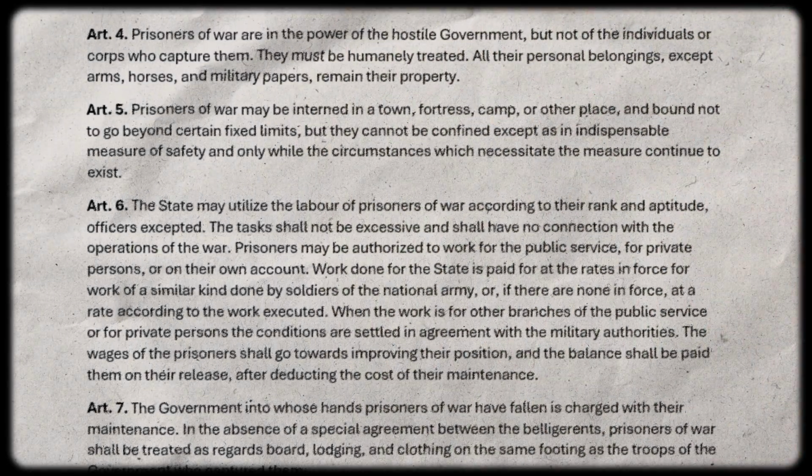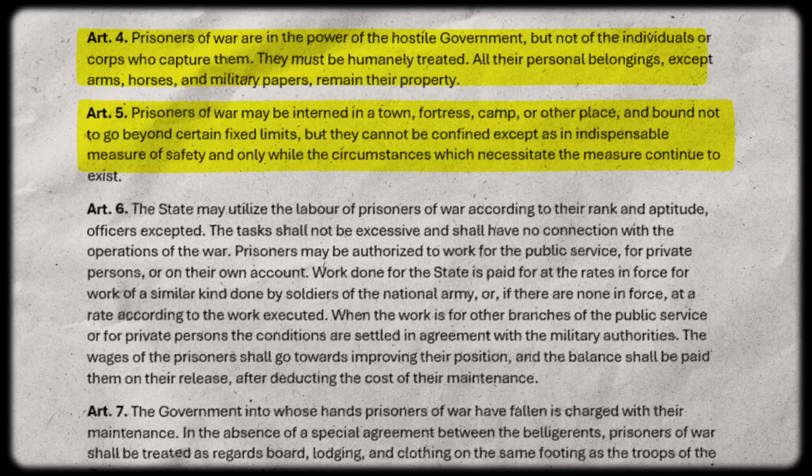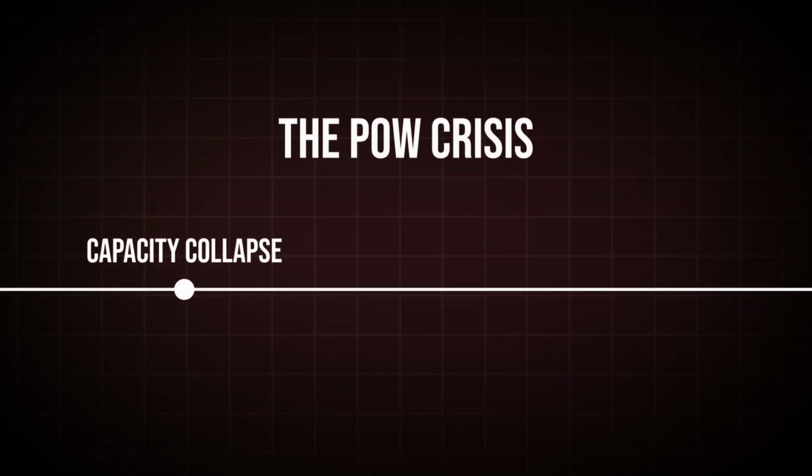The Hague Conventions required captors to provide adequate food, shelter, and humane treatment for prisoners of war, while limiting the types of labor they could be compelled to perform. In practice, these safeguards failed in four major ways. First, capacity collapsed. States such as Russia, Austria-Hungary, and Serbia were unprepared to manage millions of captives. In Serbia, nearly 20% of Austrian POWs died of typhus due to shortages of food, medicine, and shelter.